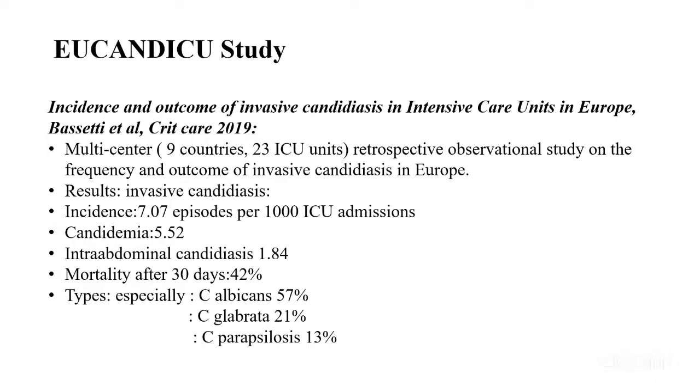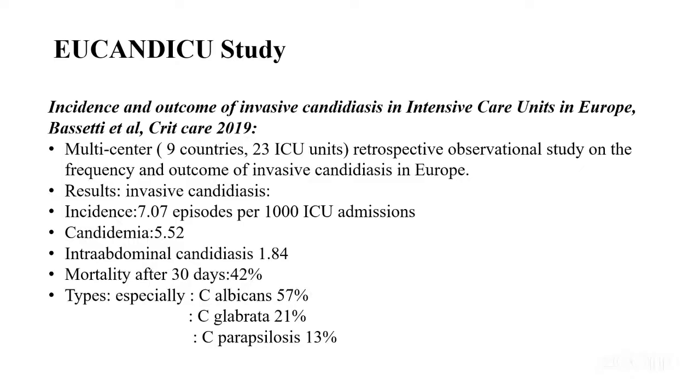The UCandid ICU study is an incidence and outcome study of invasive candidiasis in ICUs in Europe. It is a multicentric, retrospective observational study conducted in 9 countries in 23 ICU units, looking at the frequency and outcome of invasive candidiasis in Europe. The result: invasive candidiasis incidence is 7.07 episodes per 1,000 ICU admissions, of which candidemia is 5.52 and intra-abdominal candidiasis 1.87.